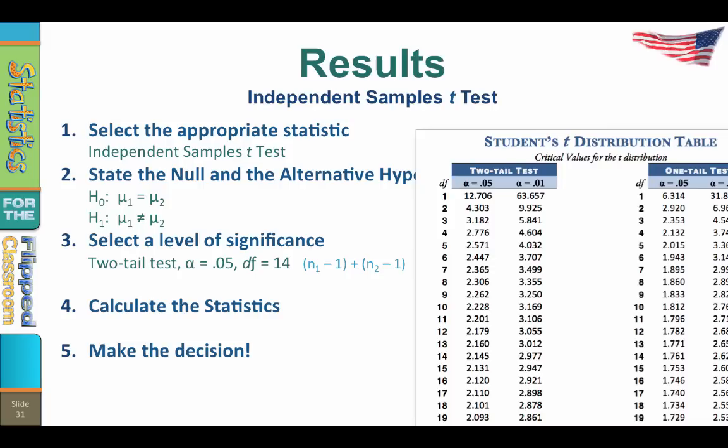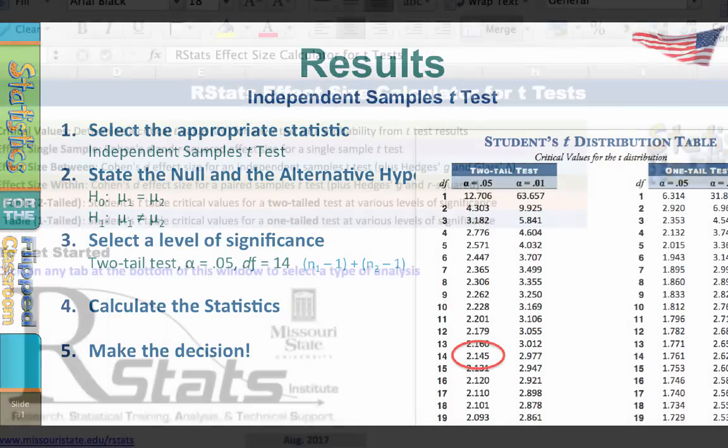To find the critical value, we will go to our students' t-distribution table. For an alpha of 0.05 on a two-tailed test with 14 degrees of freedom, our critical value is positive or negative 2.145.